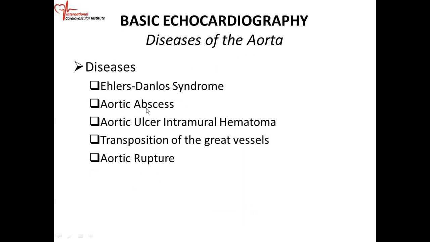Aortic abscess. If the patient has endocarditis with a vegetation in the aortic valve, it can erode the wall of the aorta, giving rise to an abscess. Aortic ulcer and intraluminal hematoma. You can get ulceration in the wall of the aorta and hematoma. A hematoma is just a collection of blood. So you can have bleeding in the wall of the aorta, giving rise to a hematoma.